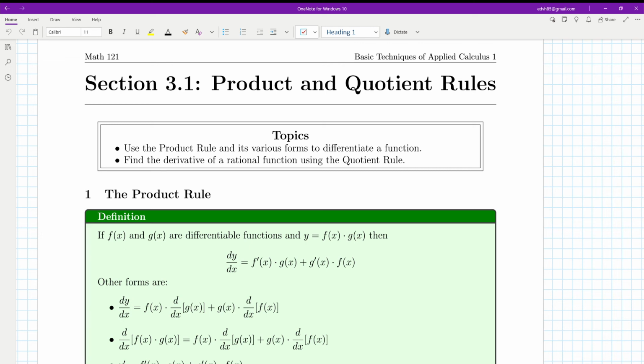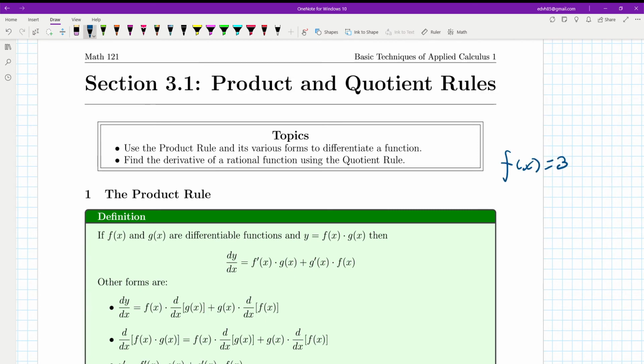Alright, so in this video, we begin a new chapter starting with section 3.1, the product and the quotient rules. So far, in the previous chapter, we have taken the derivatives of very simple functions that can be differentiated using the general power rule, like something like f of x equals 3x squared. Well, f prime of x equals multiply the power by the coefficient in front of x, that's a 6, and subtract 1 from the exponent, and that's going to be 1.